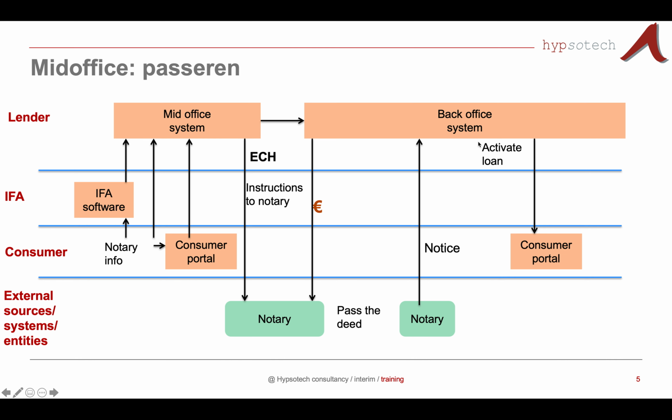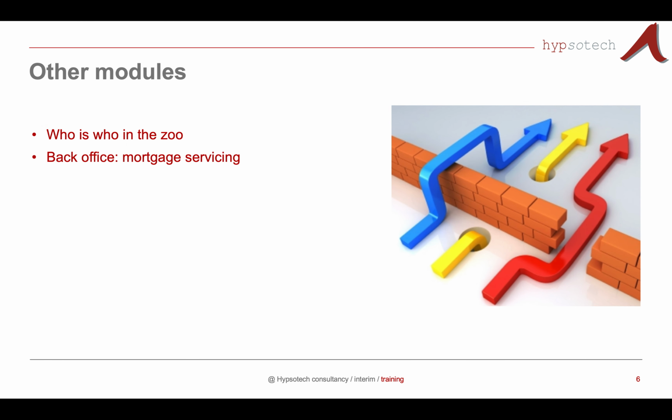And when the loan is activated, the consumer will see his loan in his consumer portal, and that's a portal from the lender, where the portal during the origination often is the portal which belongs to the IFA organization, the financial advisor. Okay, that was the underwriting and origination process briefly.